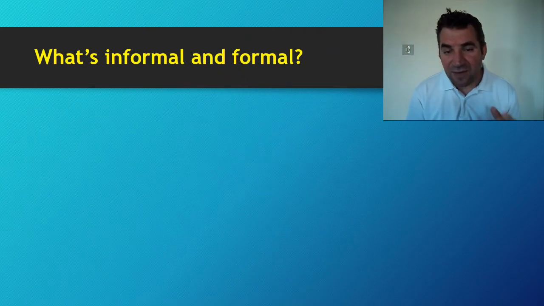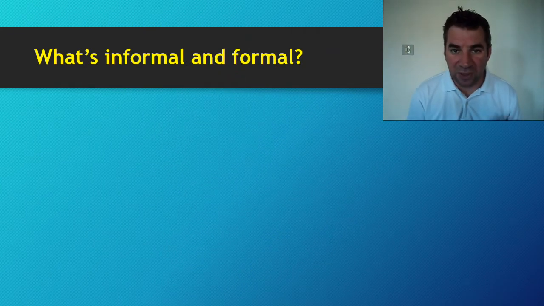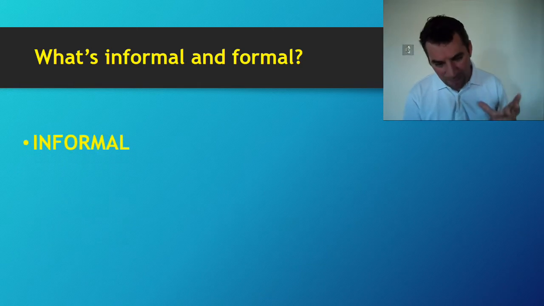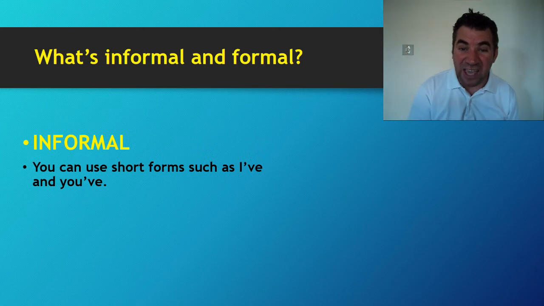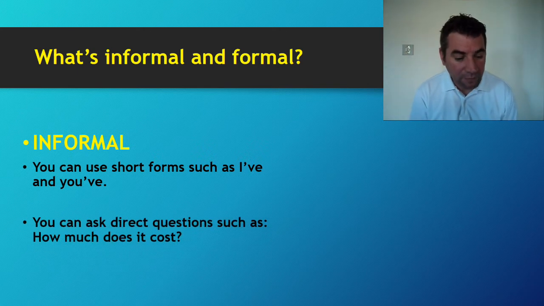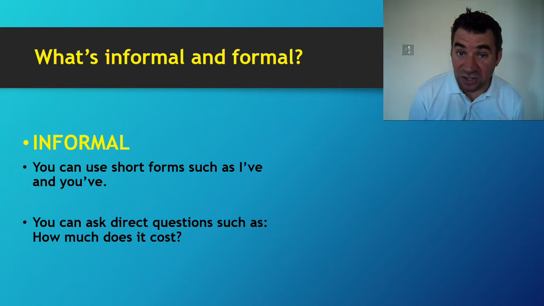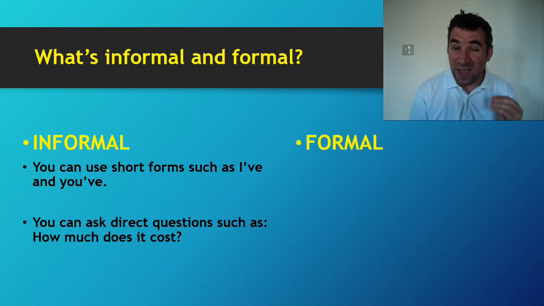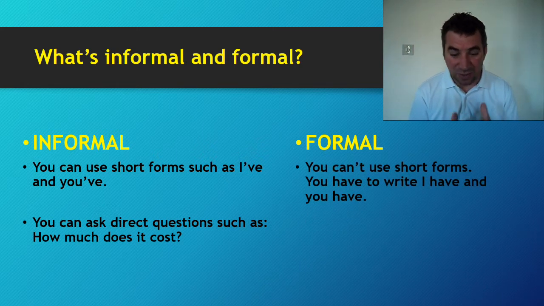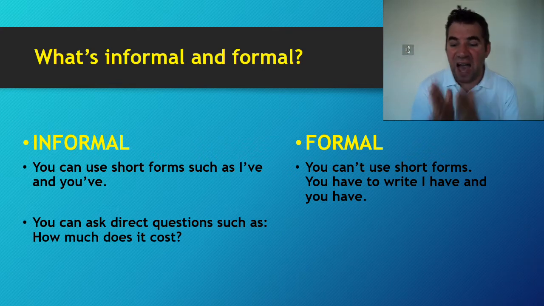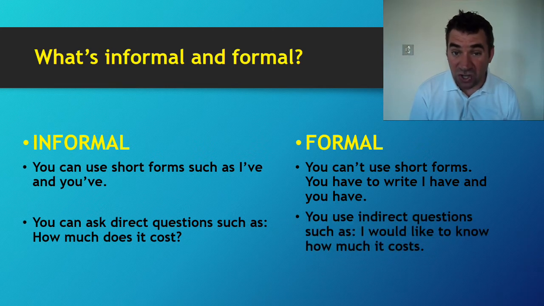Now, let's have a look at some informal language. What exactly is it? So, informal language. You can use short forms such as I've and you've. You can ask direct questions such as how much does it cost? Whereas in formal language, you cannot use contractions. So instead of I've, you've got to write I have. Instead of you've, you have. No contractions. And also no direct questions.